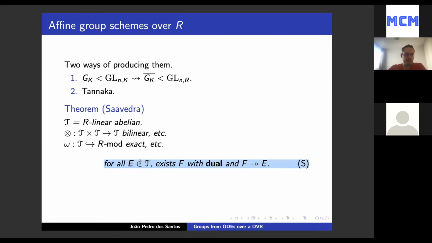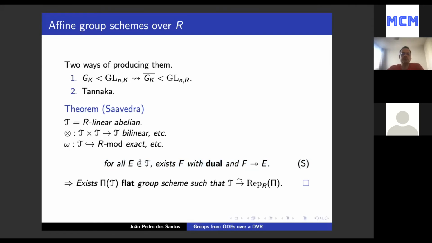So this is the condition. And if I throw in all these things, then I can say that my category T is equivalent to the category of representations of a flat group scheme, an affine group scheme. Okay, so this turns on the machinery and allows us to make some progress.